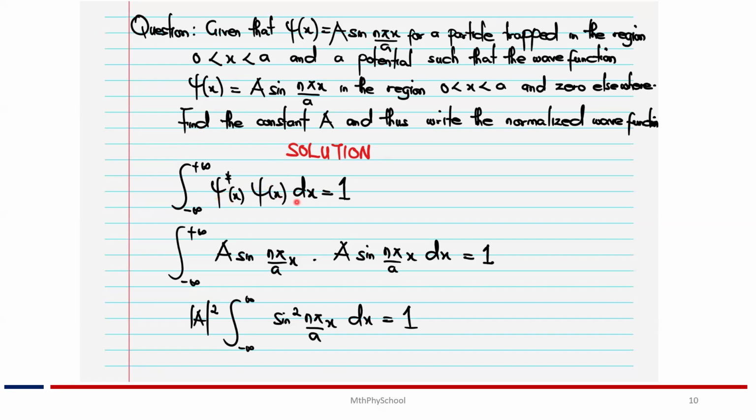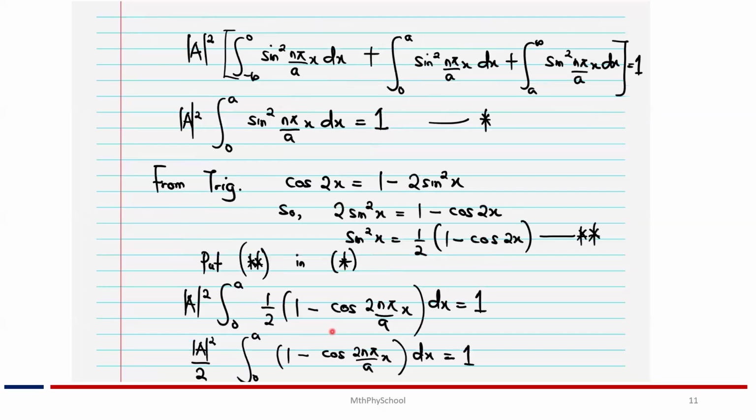Again, we start with the normalization condition. We put in the values of our wave function. There is no i, complex number, in this wave function. So the complex conjugate of the wave function is the same as the wave function itself. Put it in the normalization condition, and this should be equal to 1. Now, at this point, we'll be having sine squared n pi over a x dx. So we need to use some trigonometry identity here.